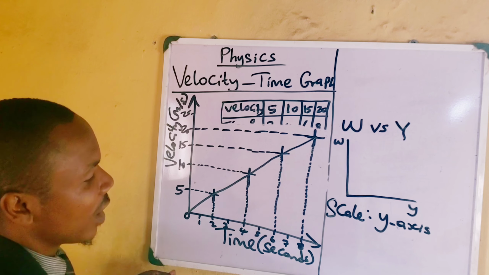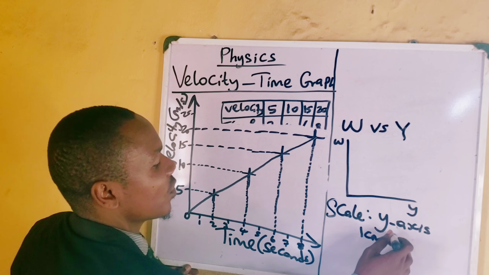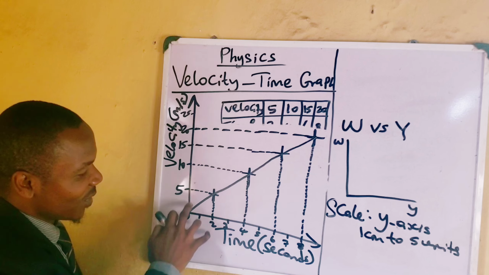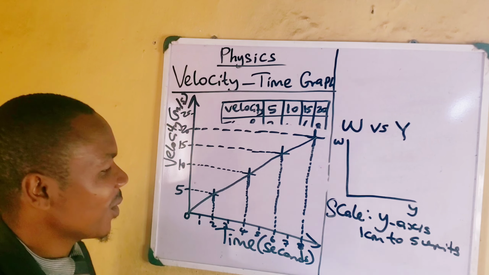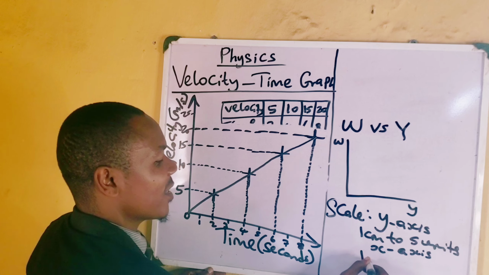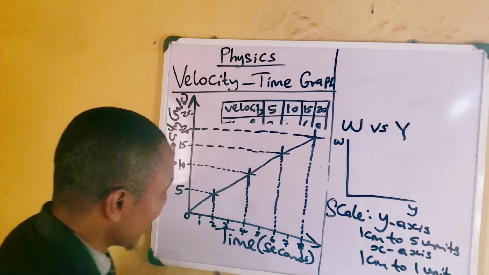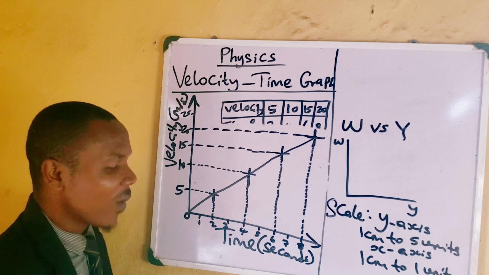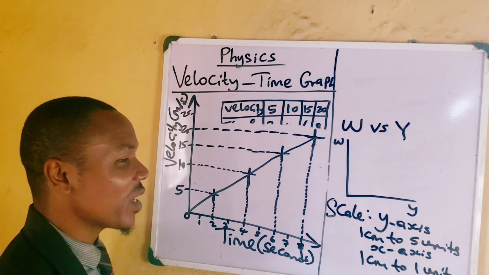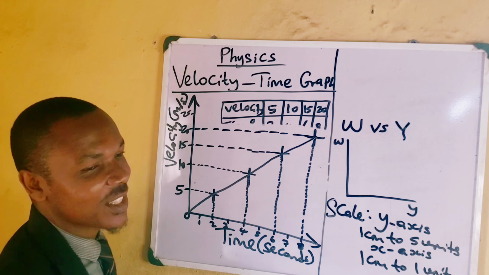Okay, so I'll say 1 cm to 5 units. Can you see that? It means that 1 cm represents what? 5 units. Can you see it? All right, and the x axis, I have 1 cm to 1 unit. Can you see that? It simply means that 1 cm represents what? 1 unit. Depending, it may be 1 cm representing 2 units, 4 units, 5 units, 10 units. You can choose any one that is suitable for you.